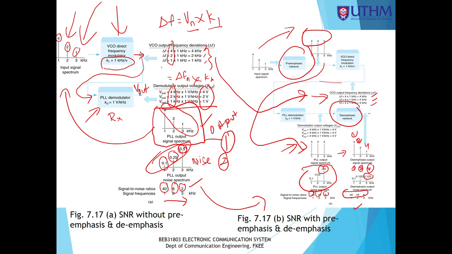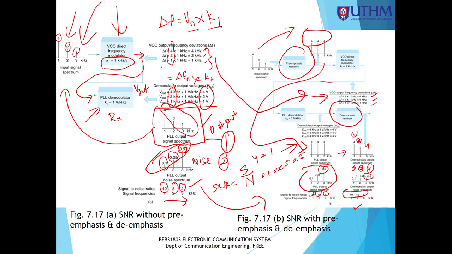So the question asks, find the SNR. Kira dia punya SNR. Since we have 3 inputs, that means we're going to produce 3 SNR. Remember, SNR is equal to signal level divided by noise level. Signal level dibahagikan dengan noise level. We have 3 signal levels: 4 volt, 2 volt, and 1 volt. The noise levels given in the second question are 0.1, 0.25, and 0.5. So when you want to find the SNR, we need to find one by one.